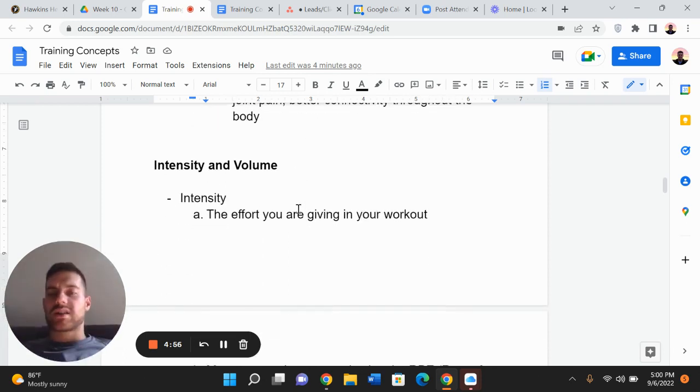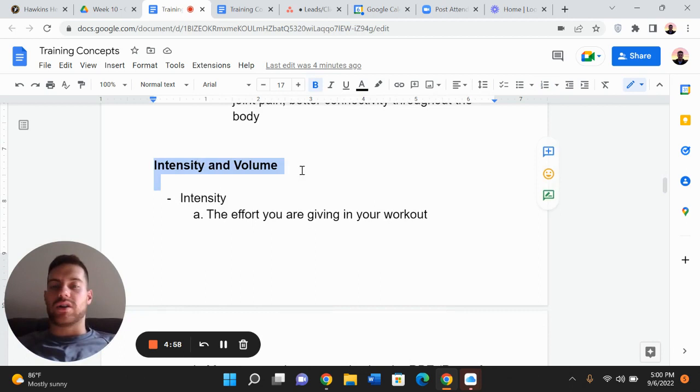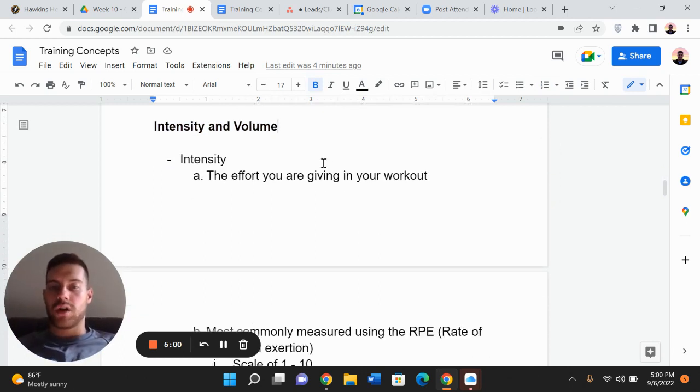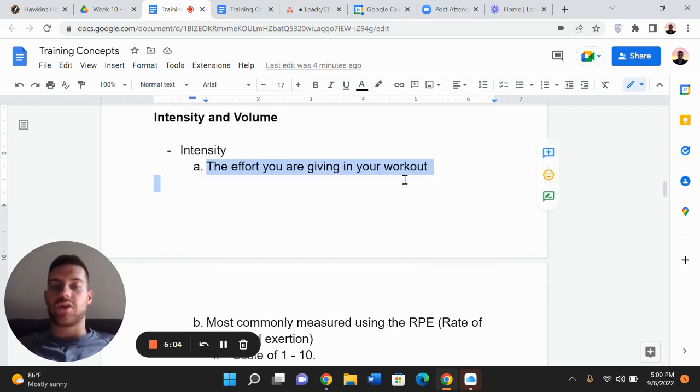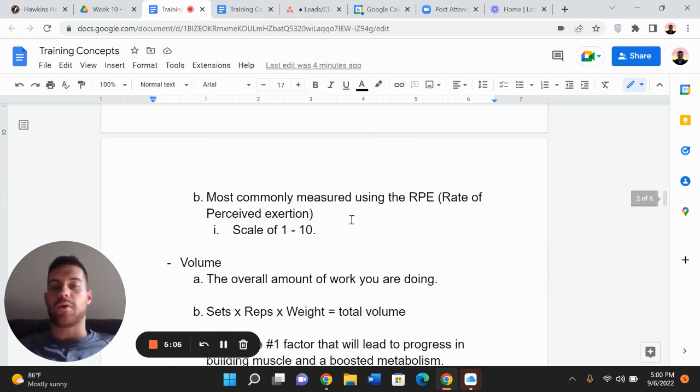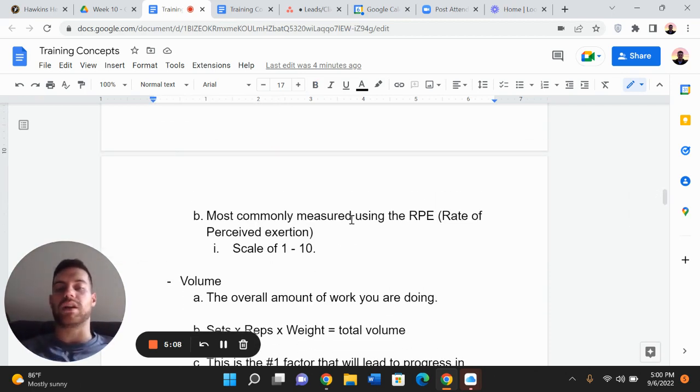So the next thing we want to focus on, a training concept here, is intensity and volume. Intensity in a workout is the effort you are giving inside of your workout. Okay, most commonly measured using an RPE scale, which is the rate of perceived exertion. So basically, you could say, okay, I did a set of squats. I did 5 squats, and that set of squats was at an RPE of 7.